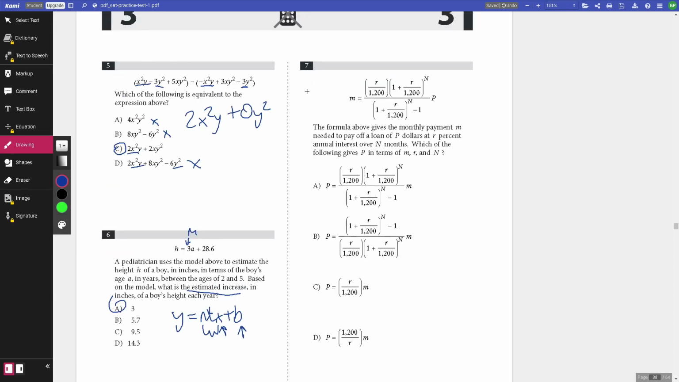Number 7, the formula, this is extraneous info. So which of the following gives p in terms of the other terms?